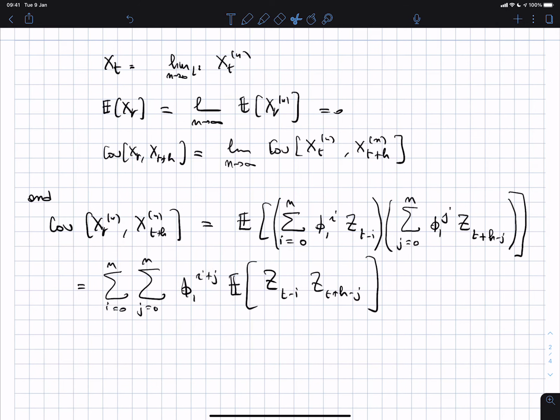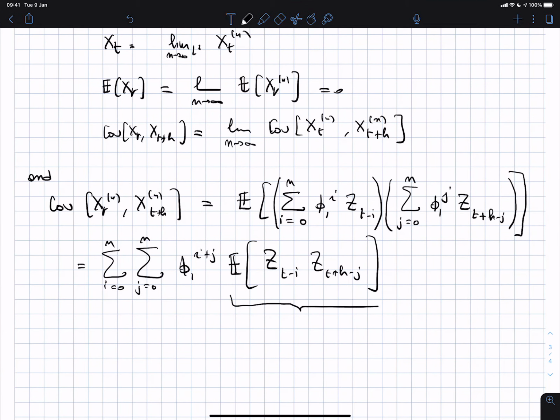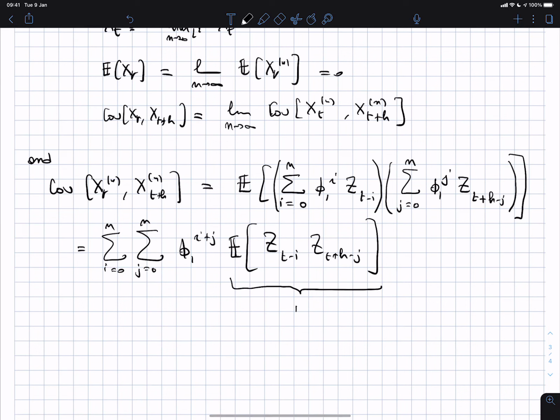Like that. And now, because it's white noise, we know that this is equal to 0 if t minus i is not equal to t plus h minus j, and it's equal to sigma squared if t minus i is equal to t plus h minus j. So this is equivalent to what? It's equivalent to saying that j is h plus i. I think that's correct.